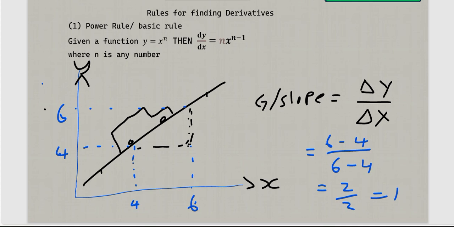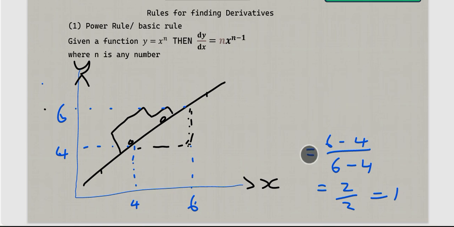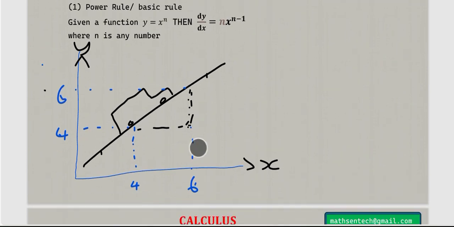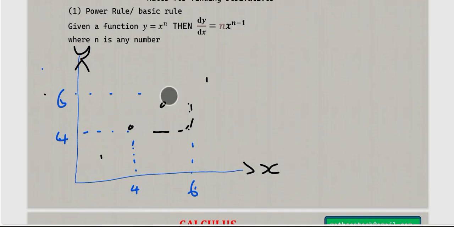Now this is the gradient of a straight line. I just want you to see the difference between the straight line and the curved line. This is just an introduction to calculus. Now let's go to a curve, because a curve is different. And why is it different? Because at any point of the curve, the slope or the gradient is actually changing.